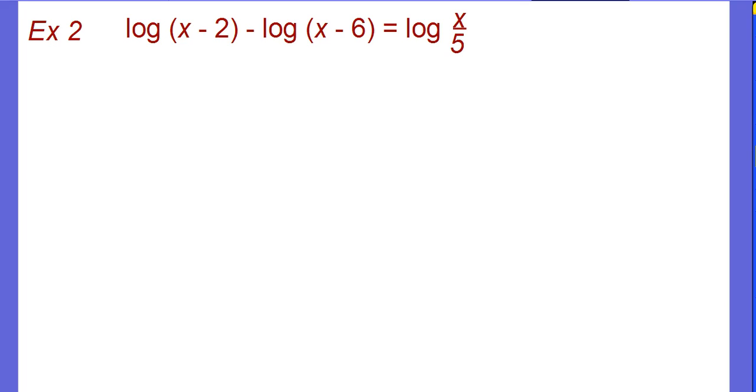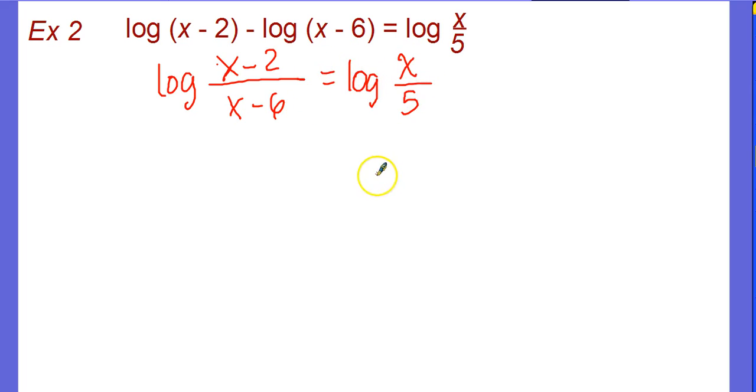So I would like to use my log properties to condense the left side of the equation into a single log of 2 numbers instead of separate logs of 2 numbers. So I have a log equals a log. So if I'm subtracting the logs of 2 numbers, what could I do to condense it down to 1 log? Division, you got it. So x minus 2 over x minus 6, condensing that, is equal to the log of x over 5.